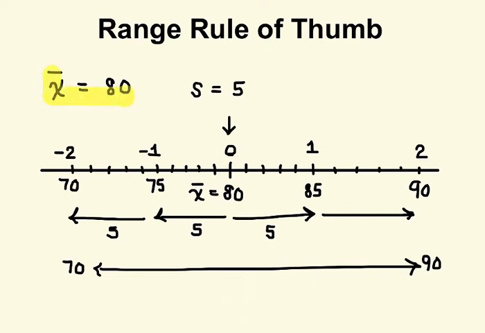If we know that the average is 80 and the standard deviation is 5, most of the data, about 95% of the data, will fall between 2 standard deviations below the average and 2 standard deviations above the average. This is part of the range rule of thumb. And another way of looking at the range rule of thumb is you can estimate the standard deviation based on the range.